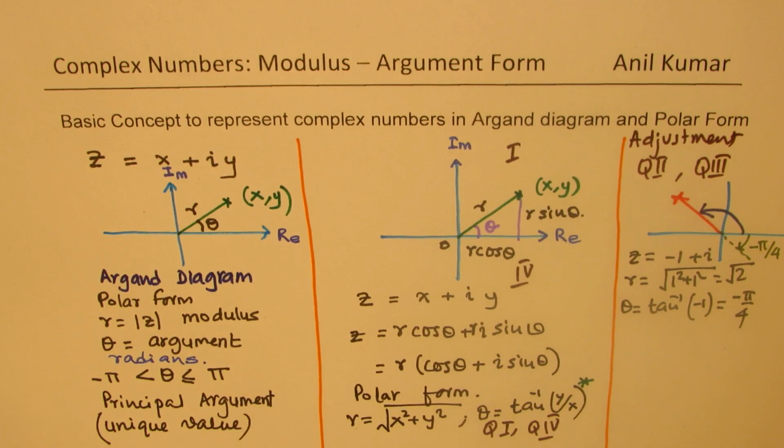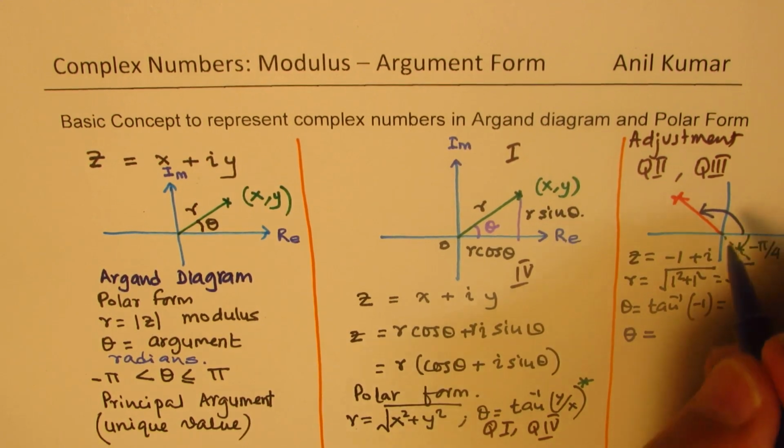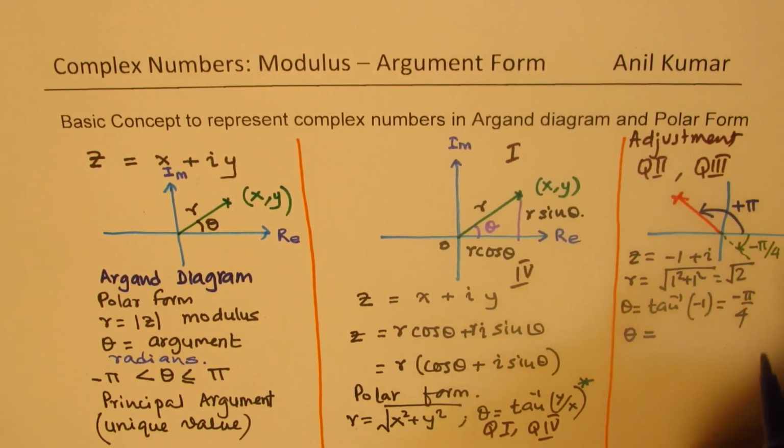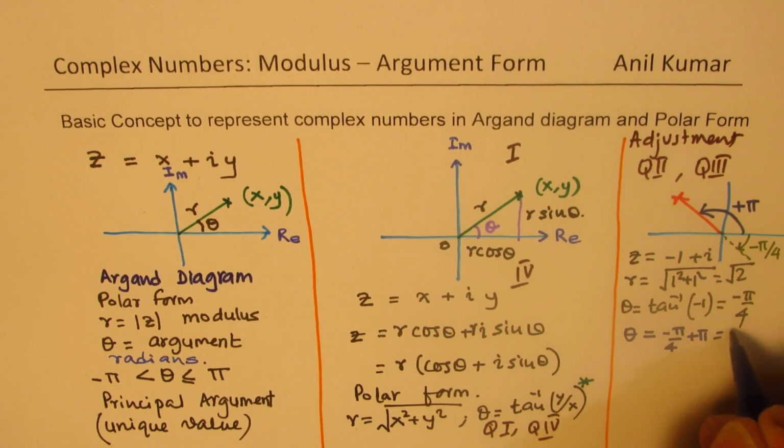Since you are in quadrant 2, this angle theta should be corrected. You have to add pi in this case, correct? To get the right value. So the answer should be minus pi by 4 plus pi, that is 3 pi by 4.